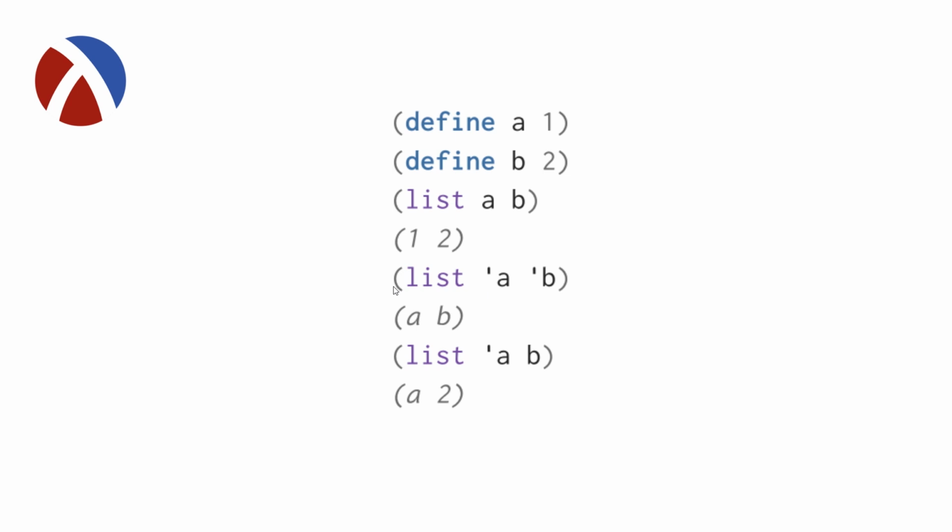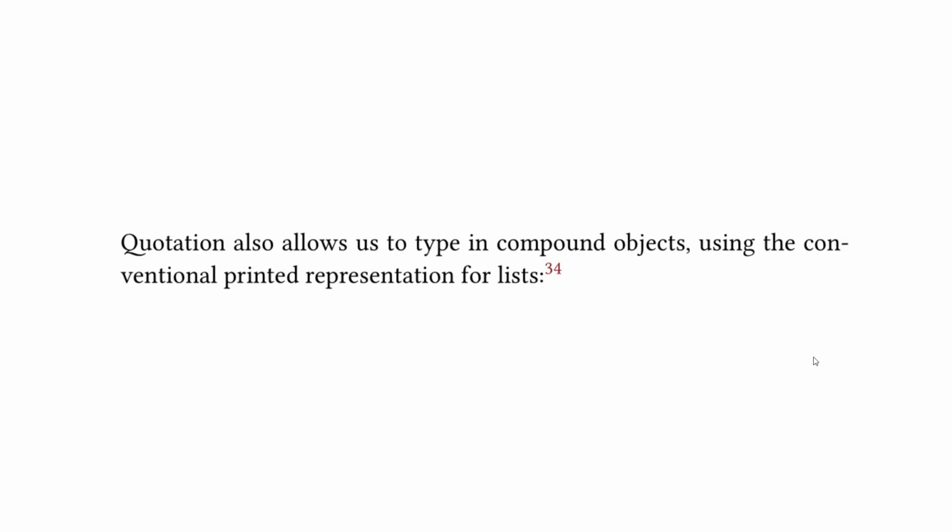So you can see here we have list A B, this prints out A B, and we can also have list quote A and then B without a quote. And this B here is referring to the variable 2. So pretty straightforward. The textbook then goes on to state quotation also allows us to type in compound objects using the conventional printed representation for lists.